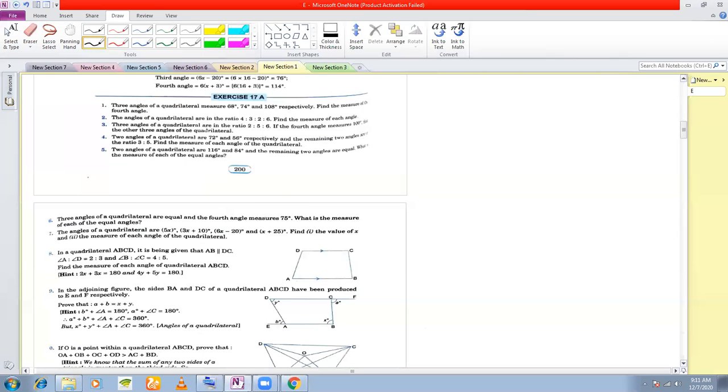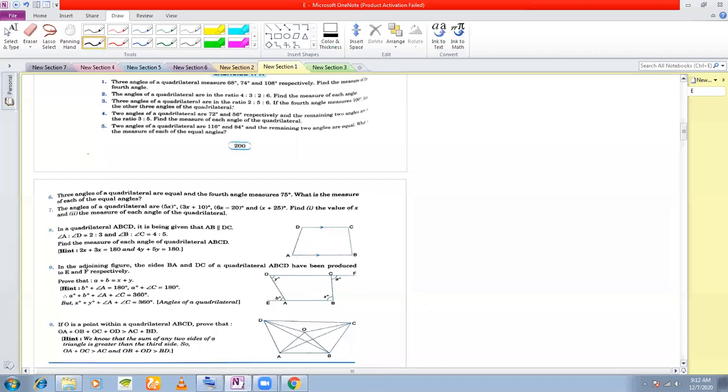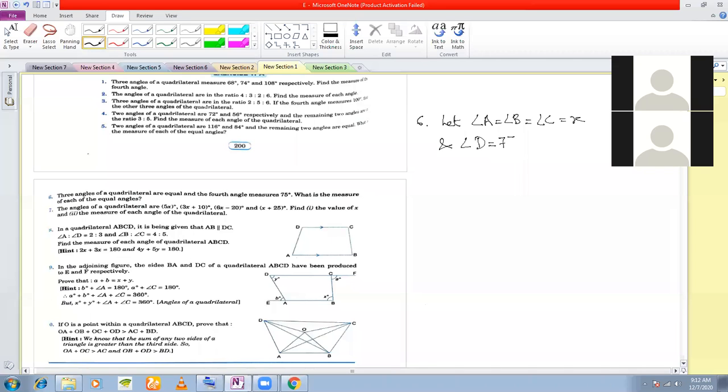Now number 6 here is three angles of a quadrilateral are equal and the fourth angle measures 75 degree. So three angles are equal, fourth angle is 75 degree. What are measures of each of the equal angles? Okay, so this is just like your last one. Again, let angle A, angle B, and angle C, they are equal. Let them be X. And the fourth angle, let's say angle D, is 75 degree.